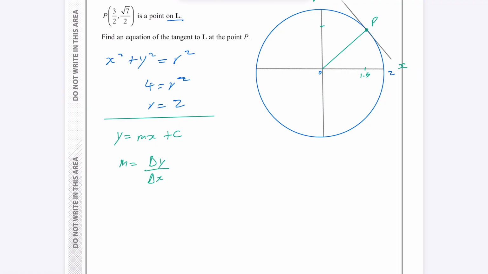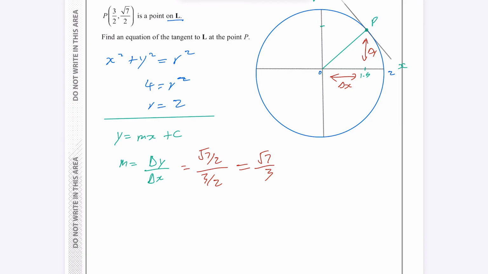If I was to draw that here, that's the change in y, and that's the change in x. So if we do the change in y over change in x, that would be root 7 over 2 divided by 3 over 2. So the gradient now becomes root 7 over 3. So now I know what the gradient is.